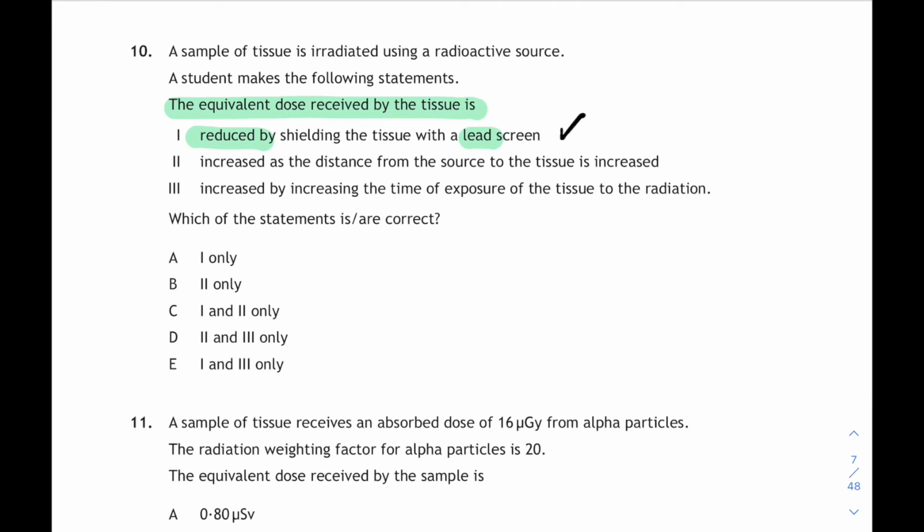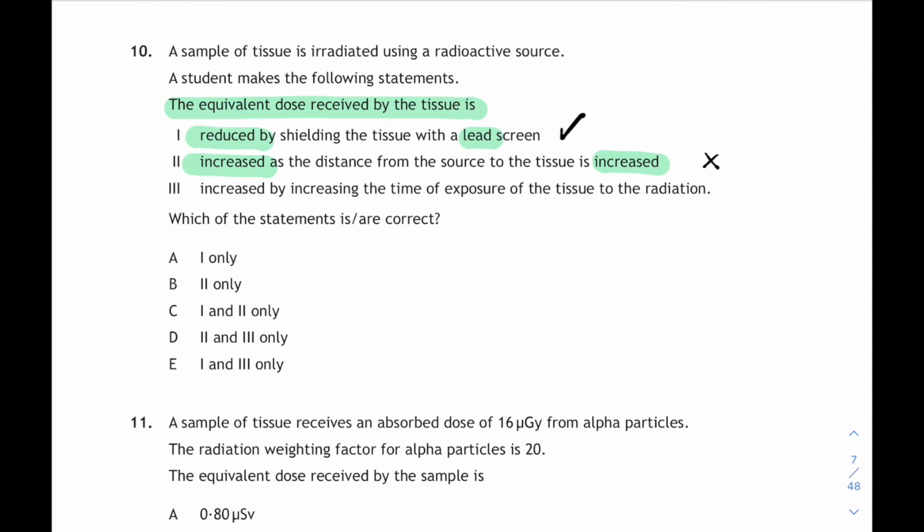The equivalent dose received by the tissue is increased as the distance from the source to the tissue is increased. No, the further away you go from the source, the dose you receive would be decreased, so that's not correct.